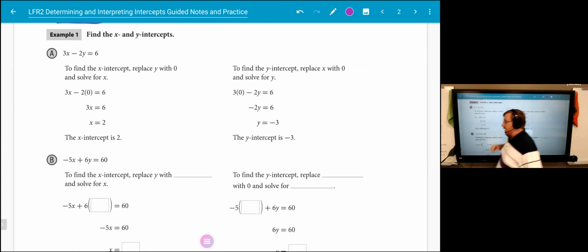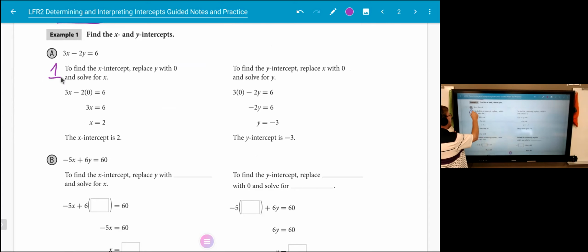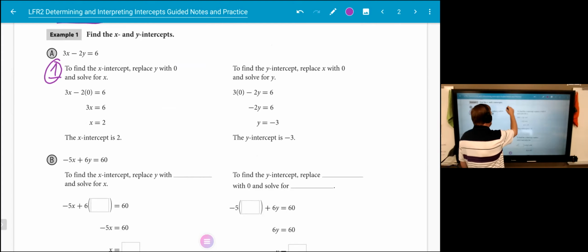Find the x and y intercepts. Basically, here are your steps. To find the x-intercept, replace y with 0 and solve for x. Then you can start again, go back to the original equation.